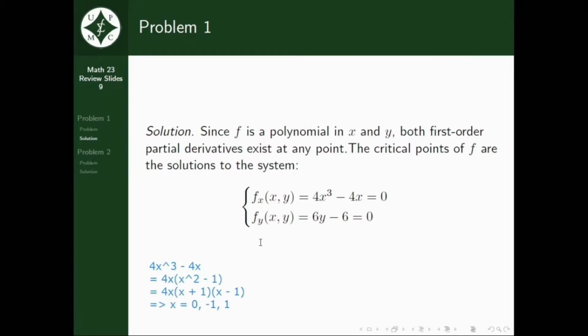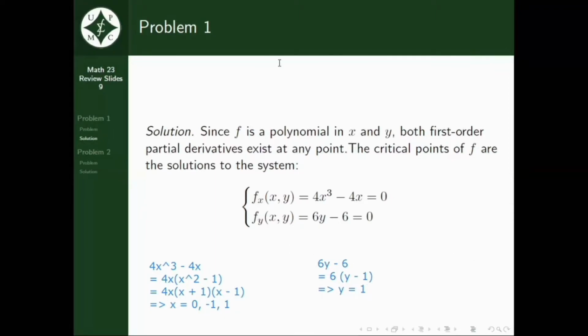Now, next, let's look at the second equation naman. So, we have 6y minus 6 equals 0. But, i-manipulate natin yung left-hand side, I mean, yung 6y minus 6. This is just equal to 6 times y minus 1. So, this means that for this to be 0, y must be equal to positive 1.